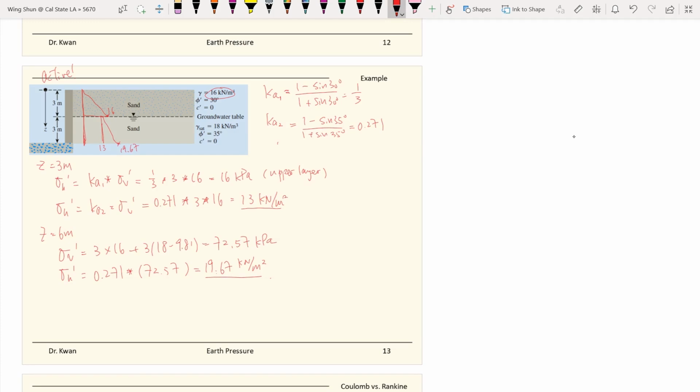So we finished the soil part, and then we will have the water part. For the water stress, at the bottom of it, the water pressure will be equal to 9.81 times 3, equals 29.43 kilopascal. So that will be the water pressure. So this is the water pressure right here. So at this point it is 29.43.